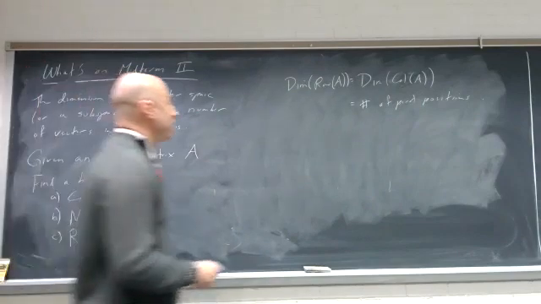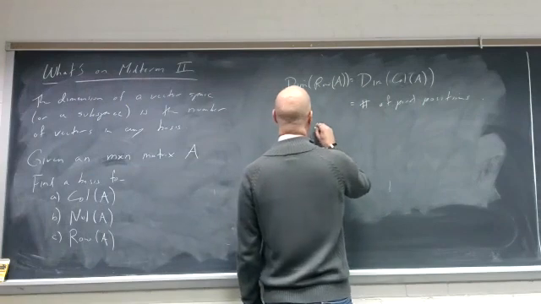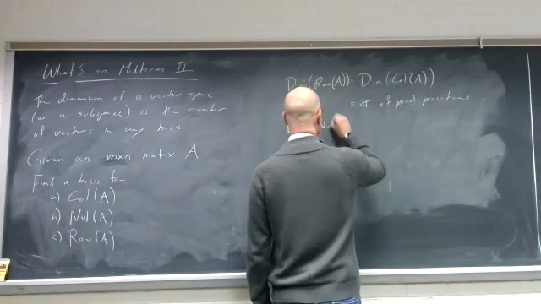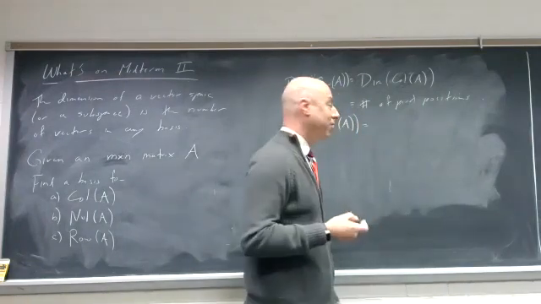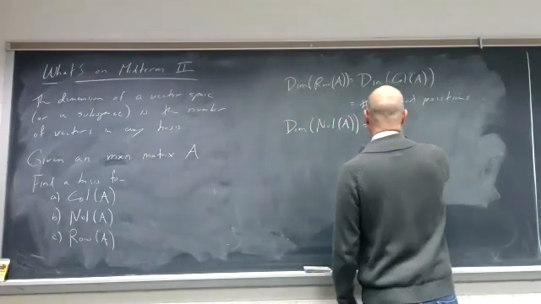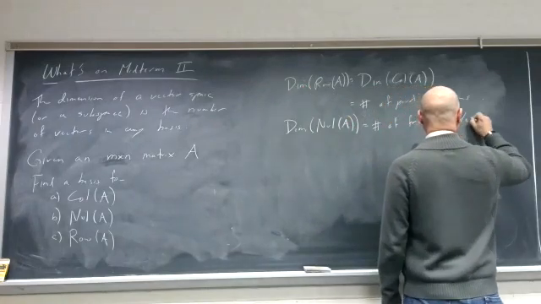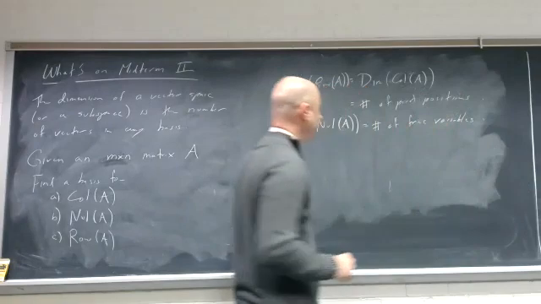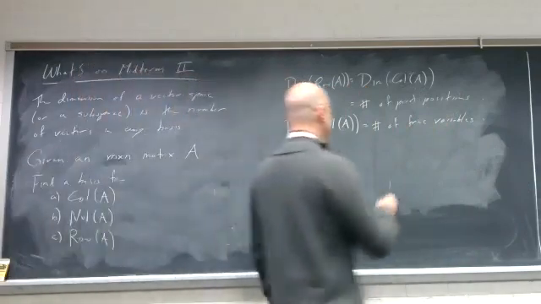And you should know that the dimension of the null space is equal to the number of free variables. In other words, it's equal to the number of columns with no pivot position.